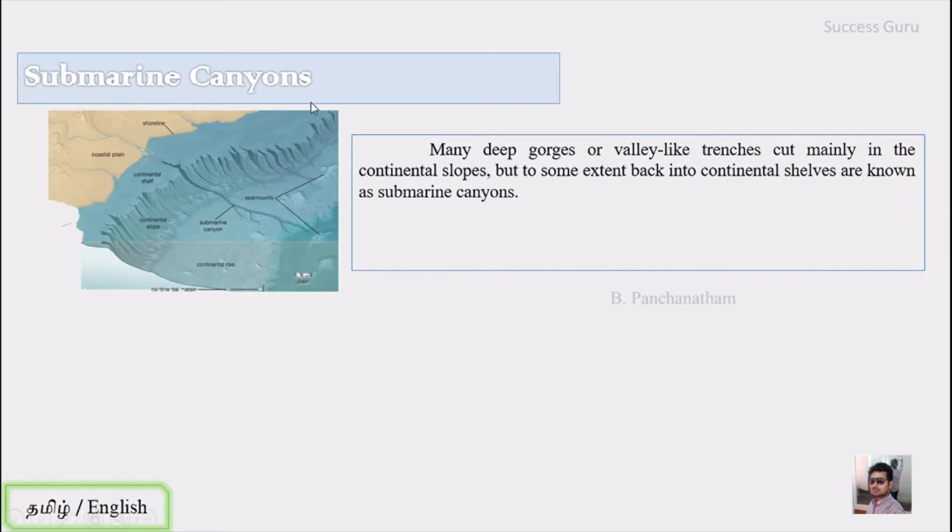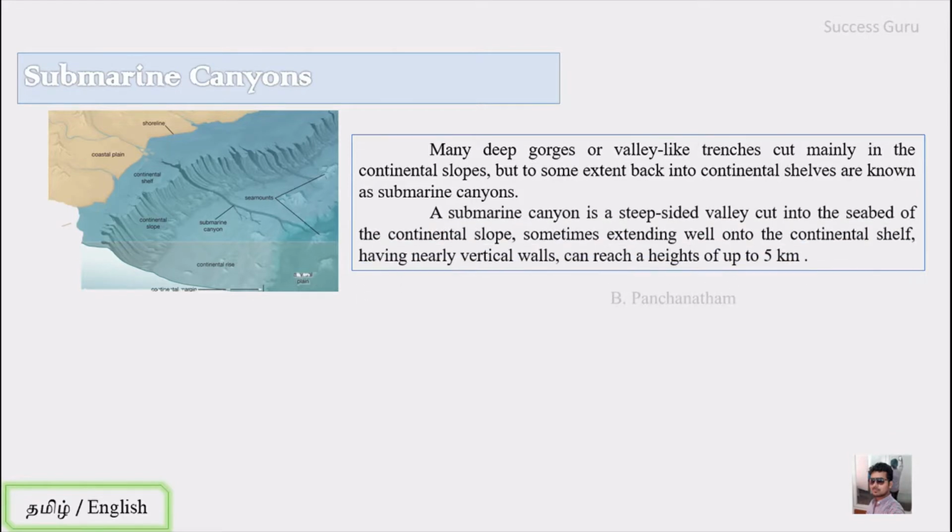So when we are discussing the ocean floor topography, when we are moving from the continent towards the ocean, the first thing we will reach is the continental shelf, right? Followed by the continental slope, then the continental rise, followed by the abyssal plain. So in this continental slope, there are many U-shaped or V-shaped gorges, and they may sometimes extend into the continental shelf also. Such a type of valley is called a submarine canyon.